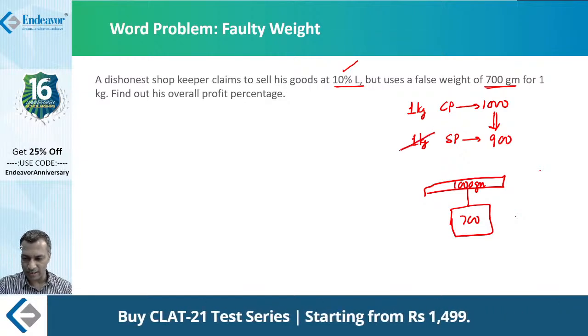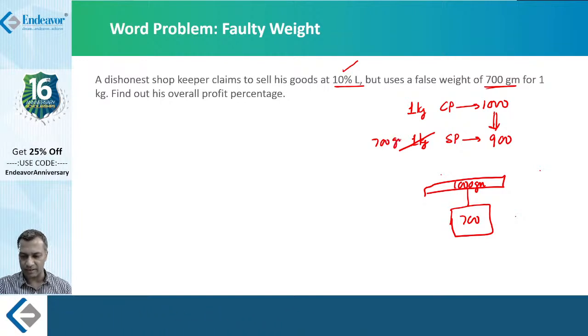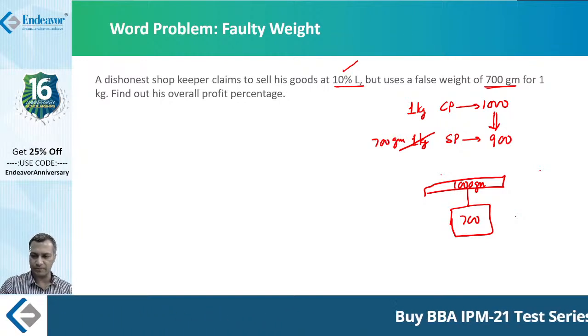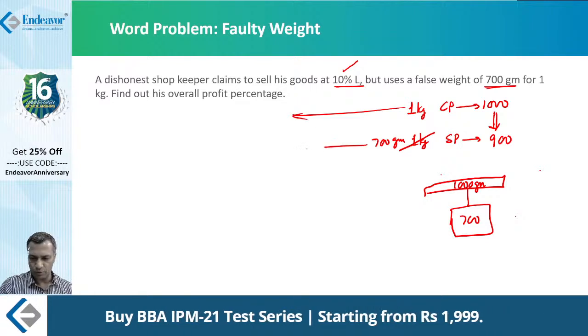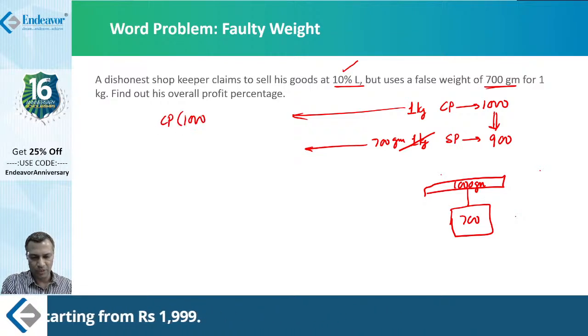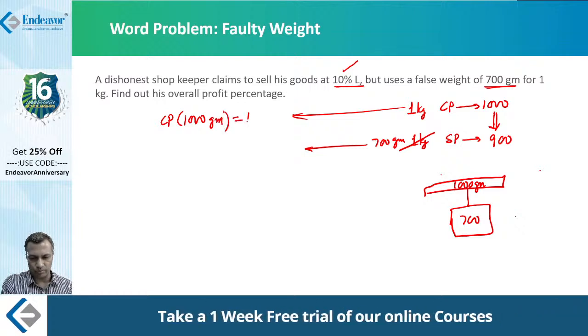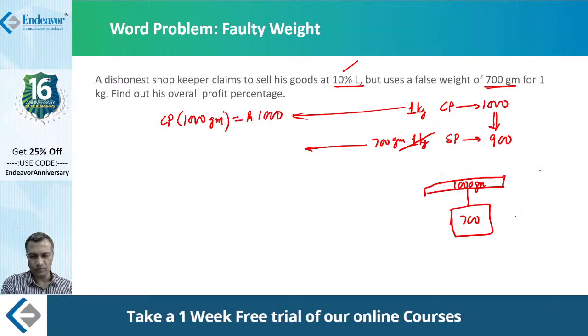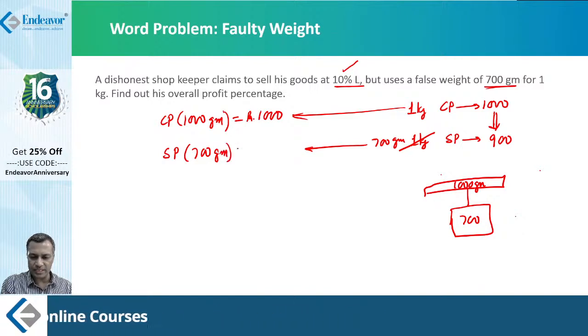But it is not 1 kg. From the customer's perspective, it is 1 kg, but actually it is only 700 grams. So how do you put this in perspective, my friends? This statement, put this in perspective. That's all the author is trying to say. So you are saying that the cost price of 1,000 grams is nothing but 1,000 rupees. From the second one, you are saying selling price of 700 grams, because actually you are giving only 700 grams.